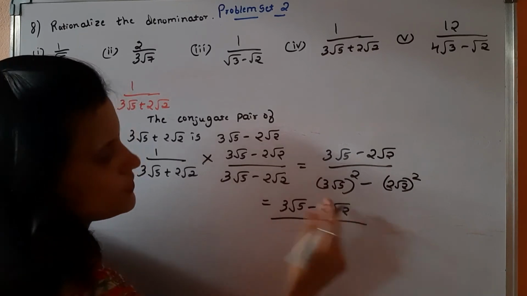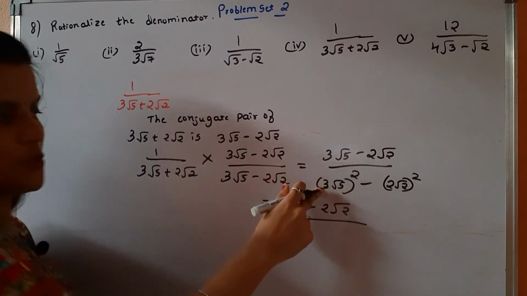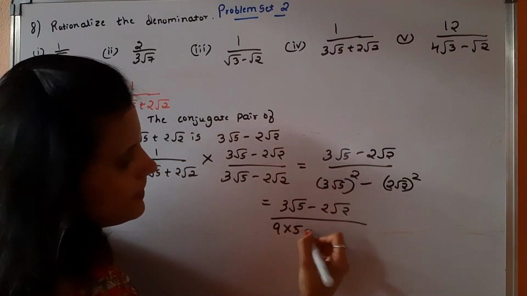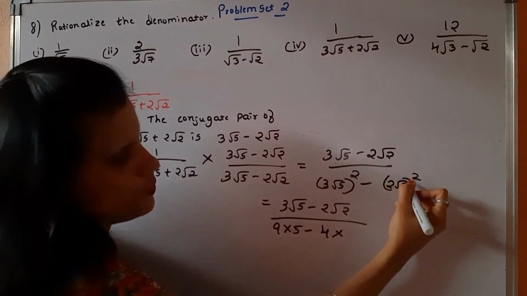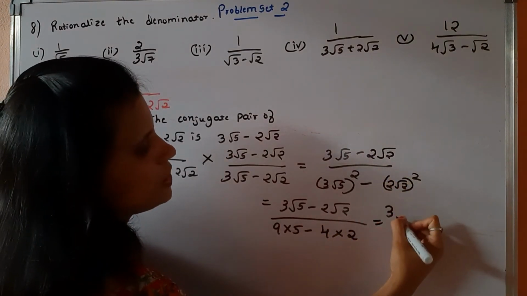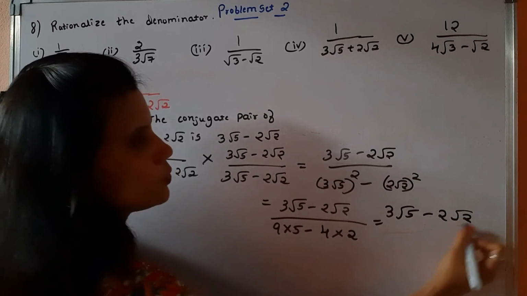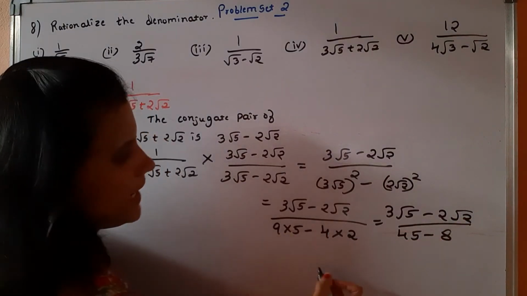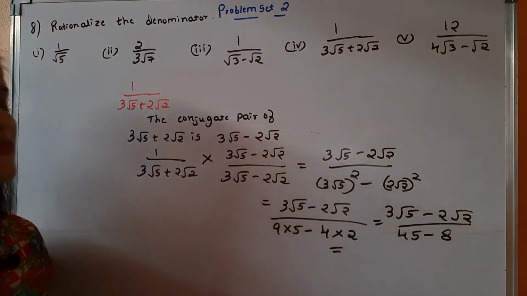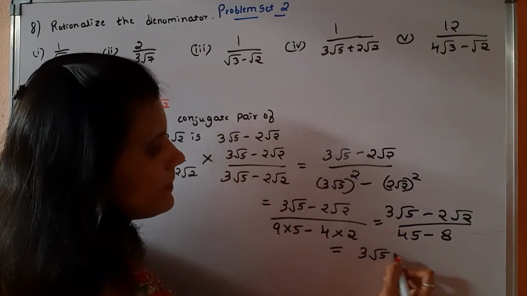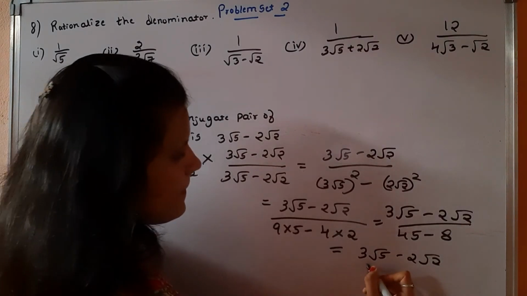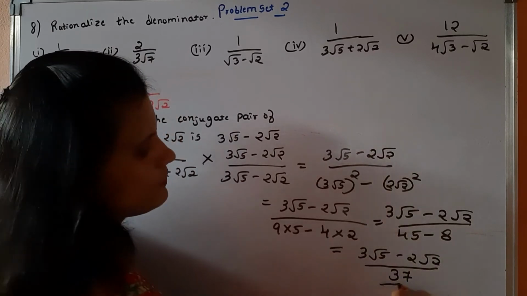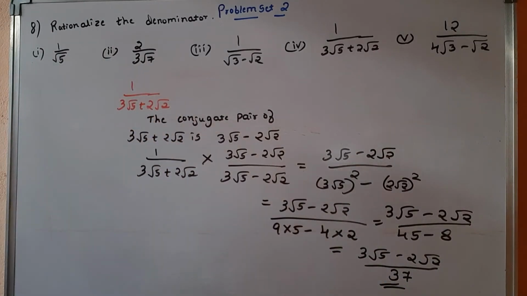Now concentrate here 3 ka square. Okay, 3 is not inside the square root, so it will be 9 into root 5 square is 5 minus 2 ka square 4 and root 2 square is 2. So we are getting 3 root 5 minus 2 root 2. 9 5s are 45 minus 4 2s are 8. So our final answer will be 3 root 5 minus 2 root 2, 45 minus 8, it will be 37. So this one will be our final answer. We'll move to the next sum.